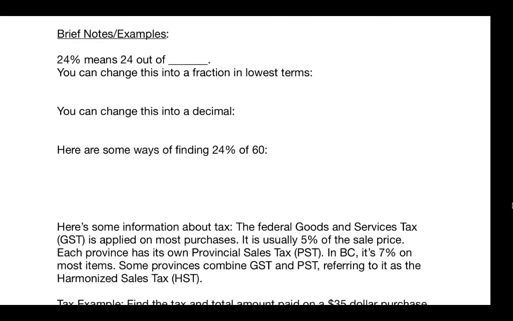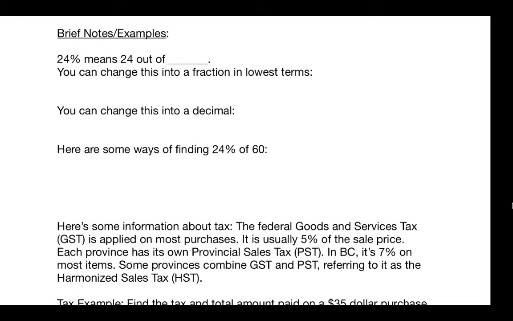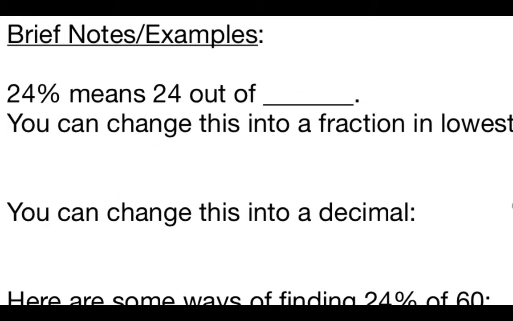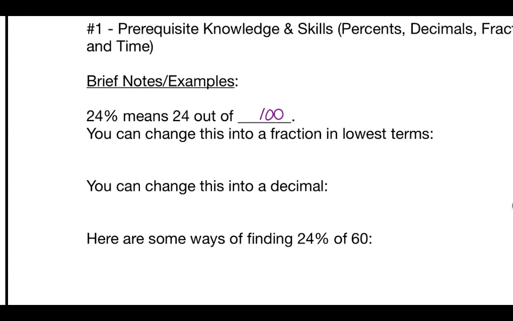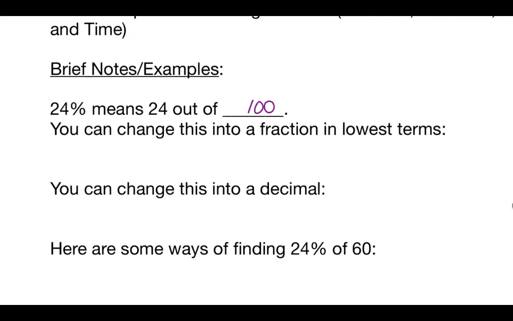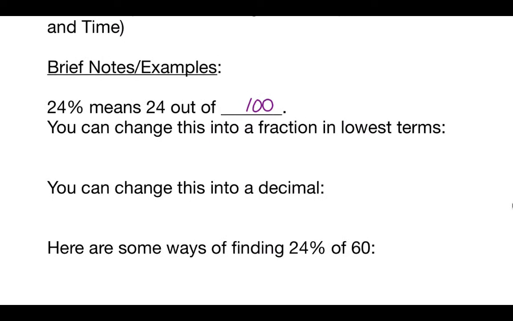So let's start with some notes and examples. First of all, when we're looking at something like this, 24%, most of you probably know this means 24 out of 100. So that's important to keep in mind because it allows you to, for instance, change it into a fraction. And working with fractions, it's often easier to have them in lowest terms. So for instance, the 24% would be 24 out of 100. Now, if you're working with that fraction, it's often easier to work with fractions when they're in lowest terms.